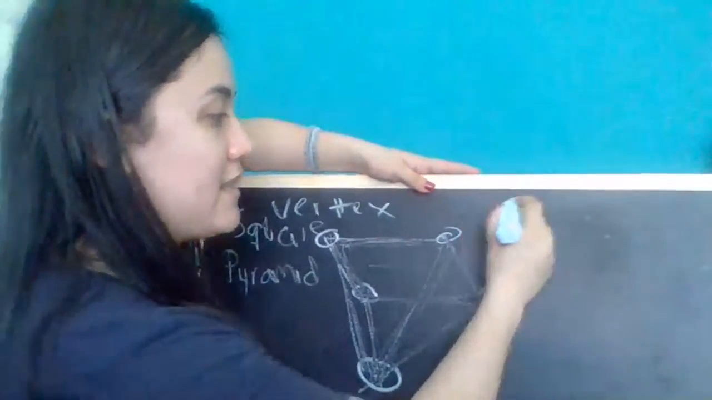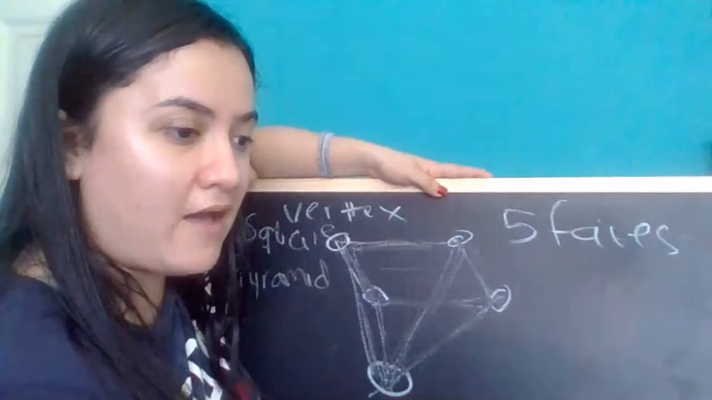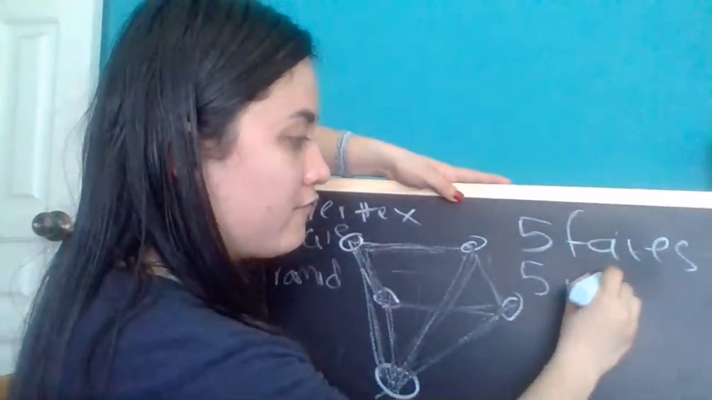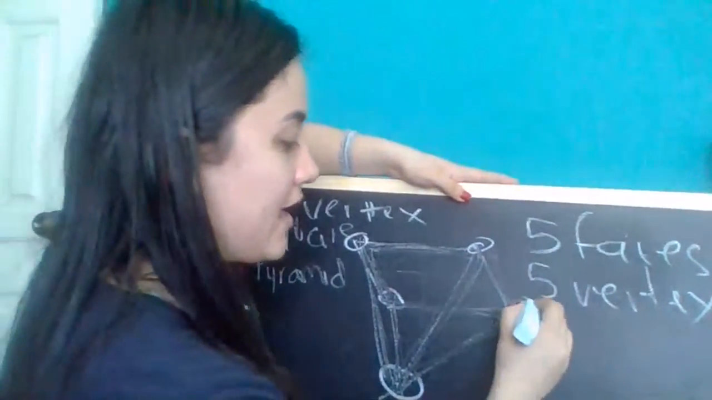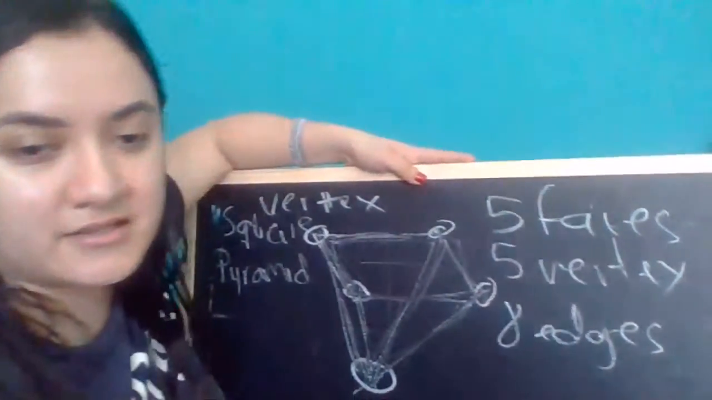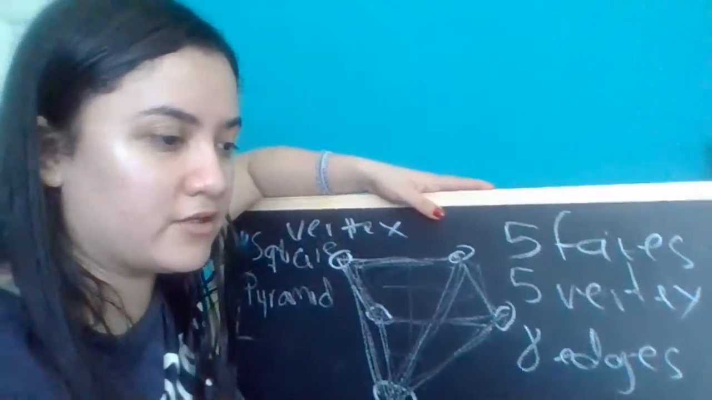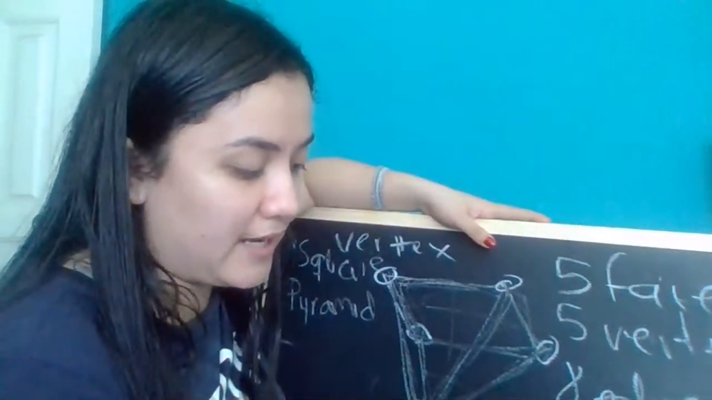So we have that this is a square pyramid. It has 5 faces. It has 5 vertices. And it has 8 edges. Right? Very good.